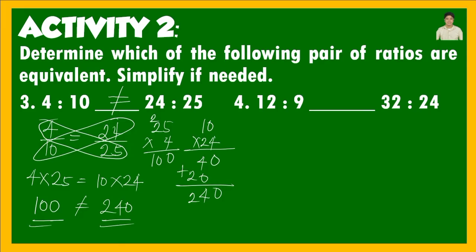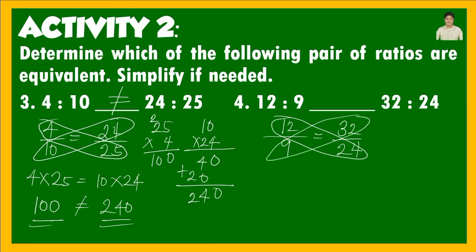Next, last example, 12 is to 9 and then 32 is to 24. 12 over 9 equals 32 over 24. So cross multiply. So 12 times 24 equals 9 times 32. Let's do 12 times 24 first. 2 times 4, 8. 1 times 4, 4. This is the fastest way to know whether the ratios are equivalent or not.